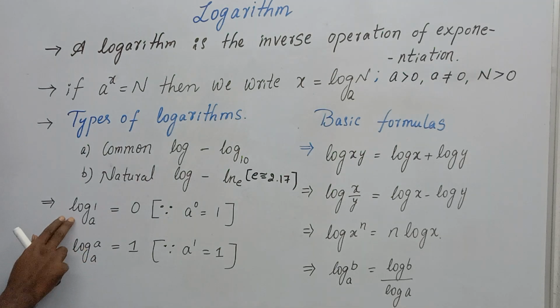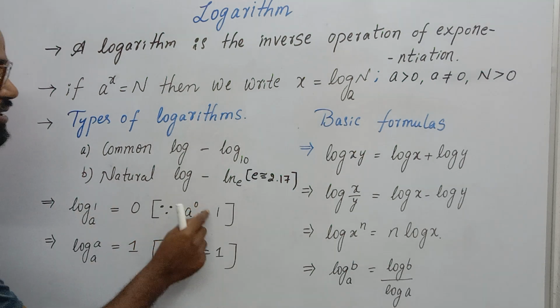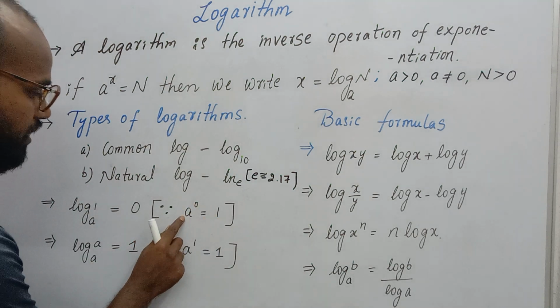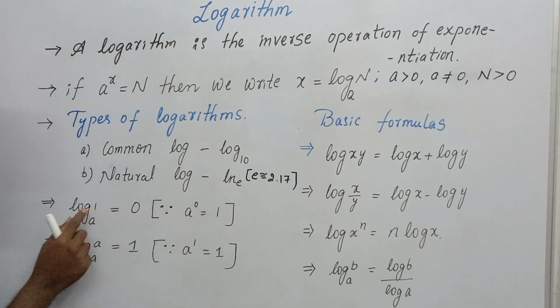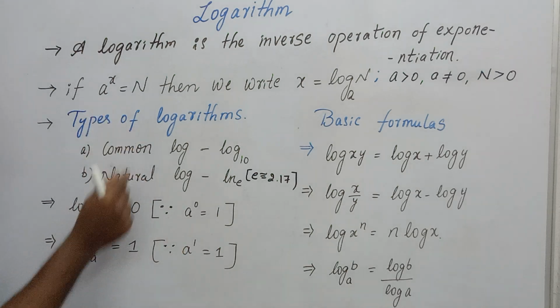Next come some basic rules. Log 1 base a becomes 0. Why? Because a power 0 equals 1. So a power 0 equals 1, and that's the reason log 1 base a equals 0. Apply the same formula, then you will get this.